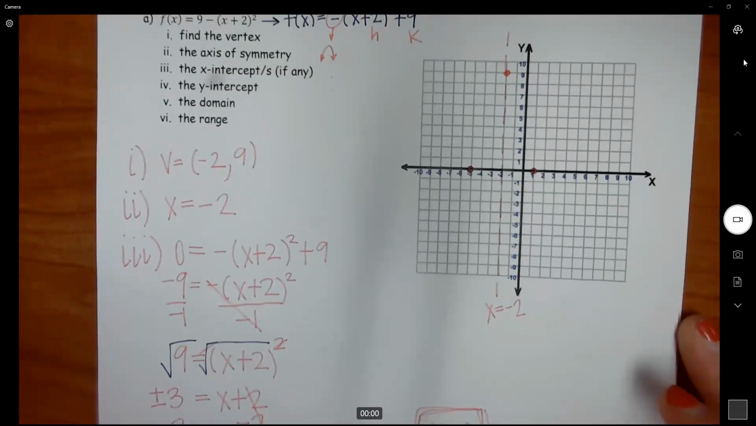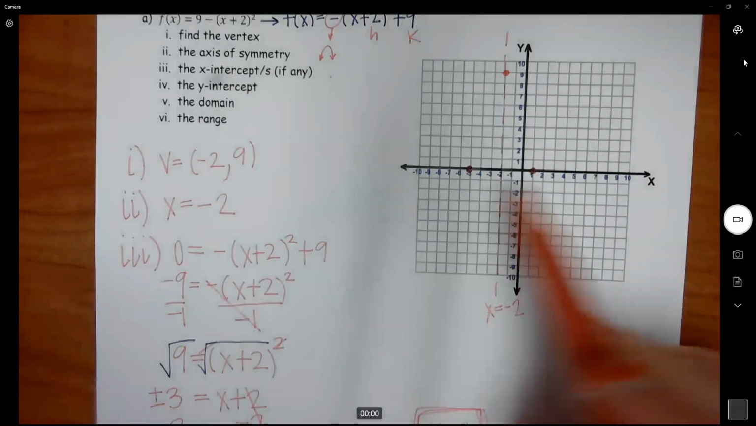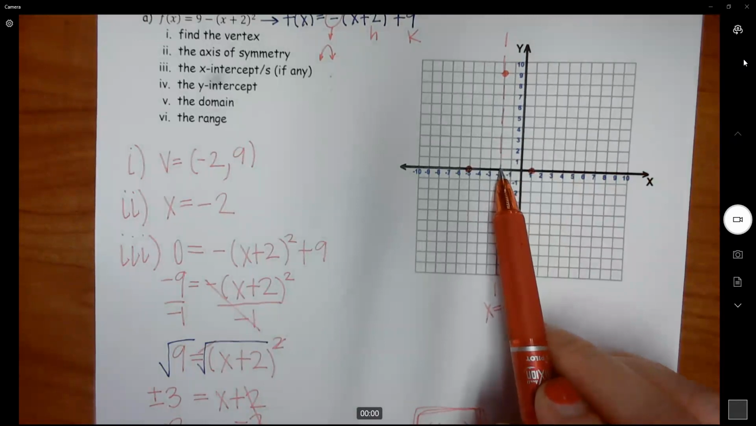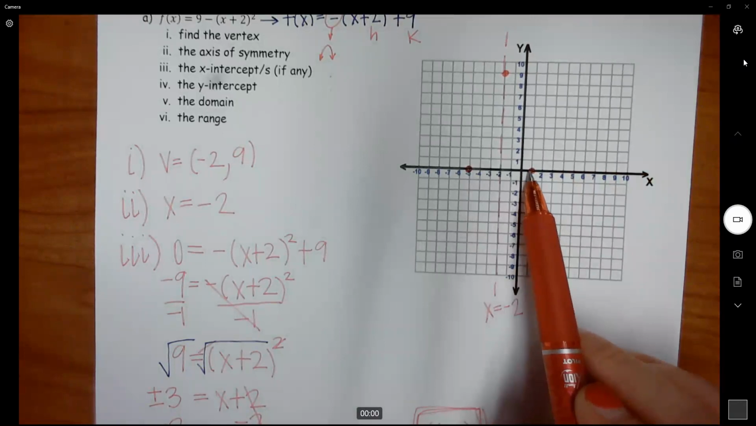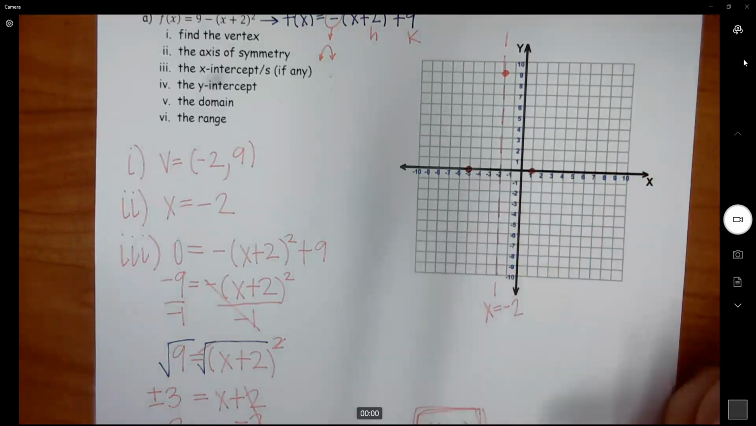You can use your axis of symmetry to check. They need to be the same distance on both sides. So from my axis of symmetry, this is 1, 2, 3 units over, and this one is 1, 2, 3 units over. So we're good.